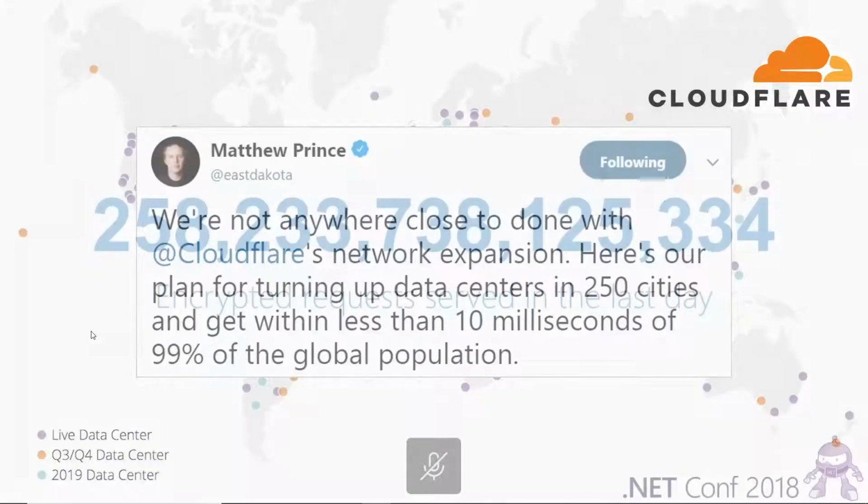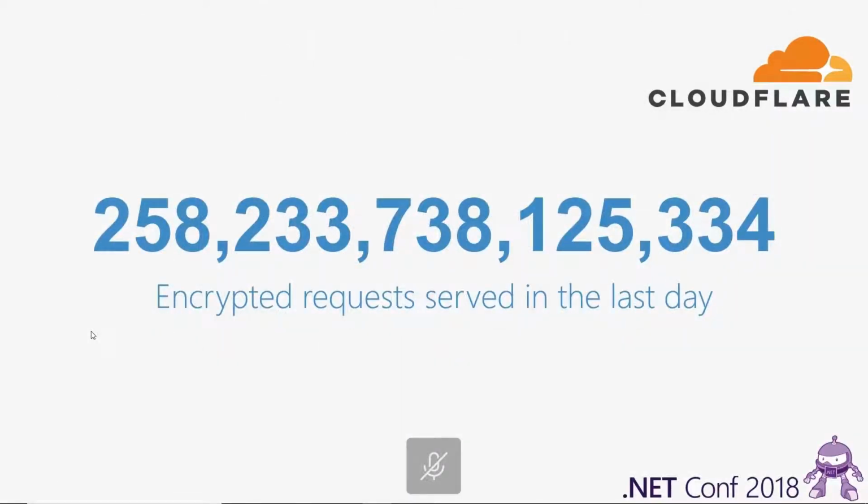Last background slide on Cloudflare first. They serve a lot of data. This is 258 billion encrypted requests over a 24-hour period. And I had to Google it, but actually that is a quarter of a quadrillion. So there are a quarter of a quadrillion requests that they're serving in a 24-hour period. So they have a massive global scope.